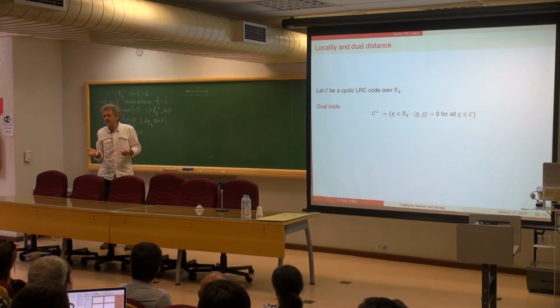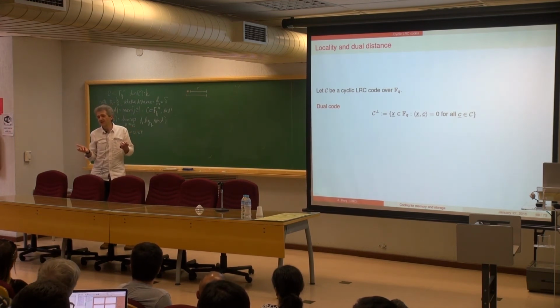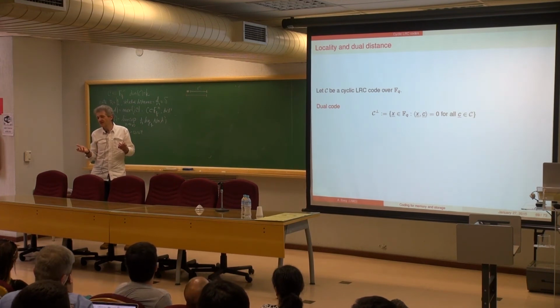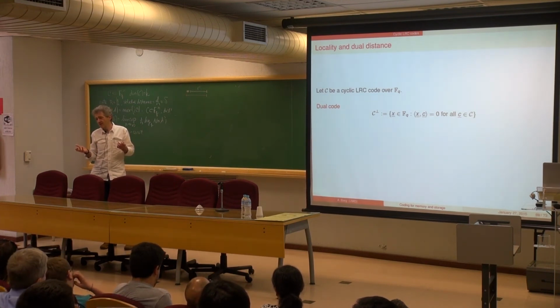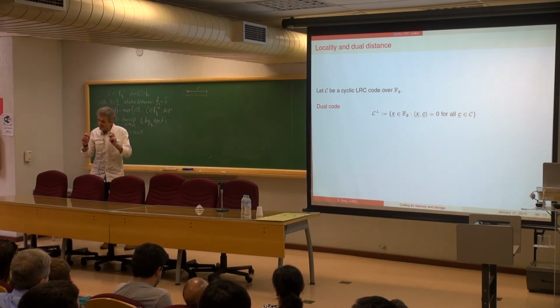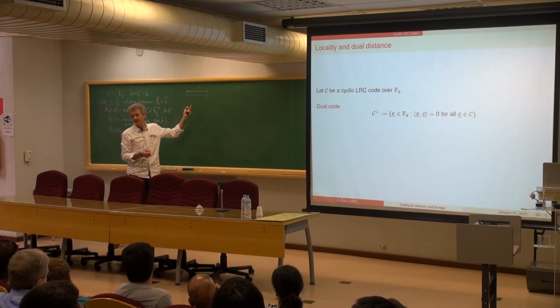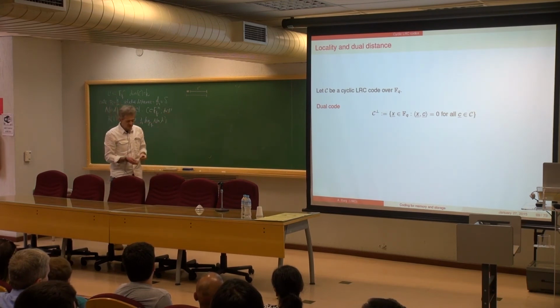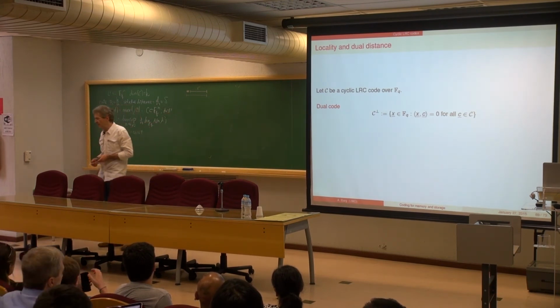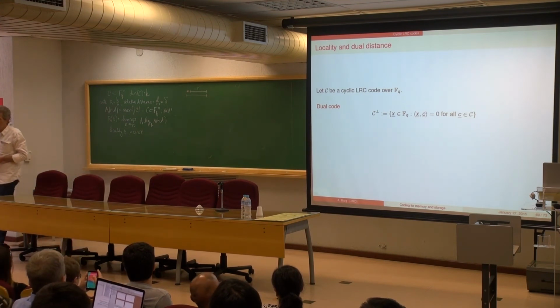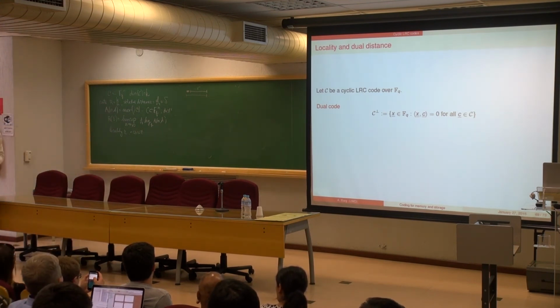Well, look at the parity check matrix. That's, of course, a code word in the dual code. And therefore, the dual distance is at most the locality. But for cyclic codes, it equals locality, because I can rotate the code word with the minimum weight and I will get a local recovery condition for any coordinate I want. So for cyclic codes, the dual distance is equal to locality. So after all, what we are doing, we are thinking of the dual distance of cyclic codes.